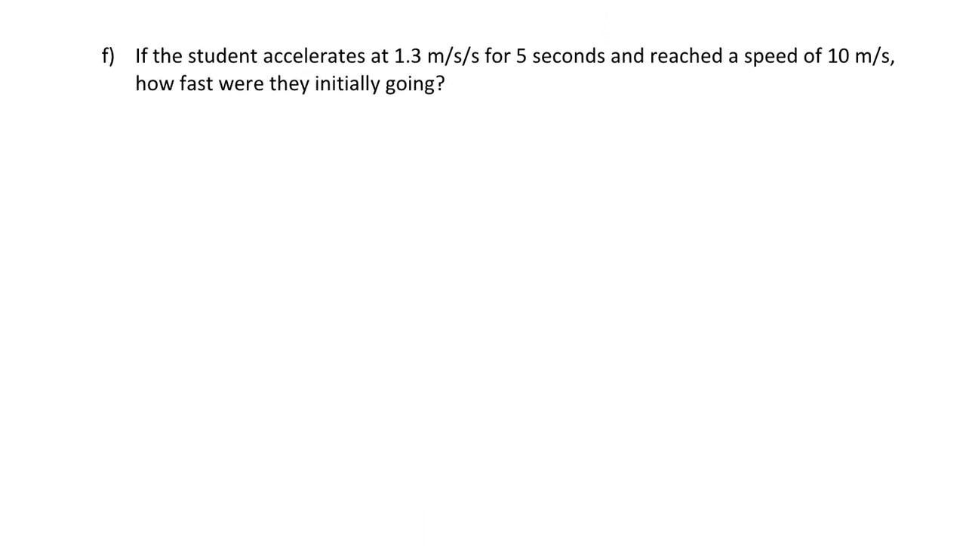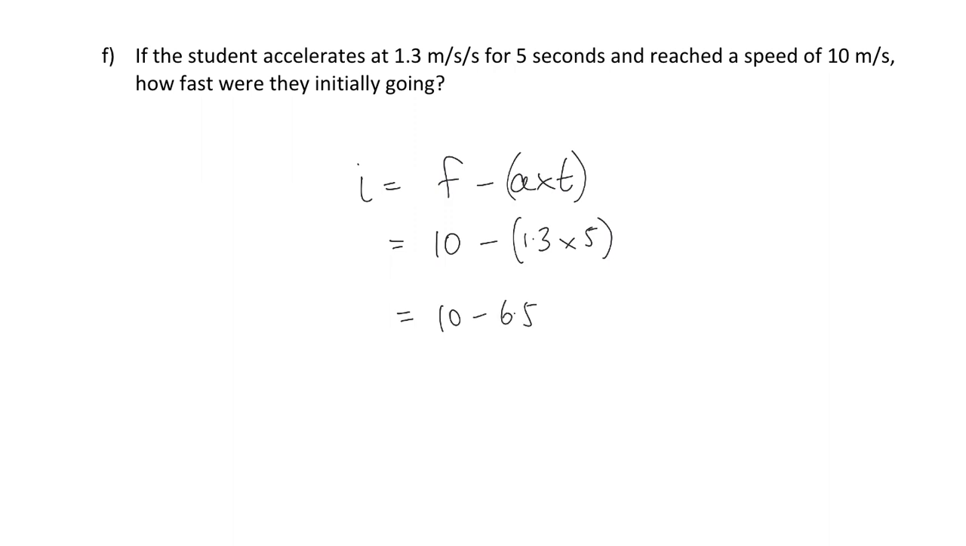A student accelerates at 1.3 meters per second squared for 5 seconds and reaches a speed of 10 meters per second. How fast were they initially going? So this is asking for the initial speed, which is equal to final speed, take away acceleration times time, right? So the final speed is 10 meters per second. The acceleration was 1.3 times 5. 1.3 times 5 is 6.5. So 10 take away 6.5, which is equal to 3.5 meters per second.